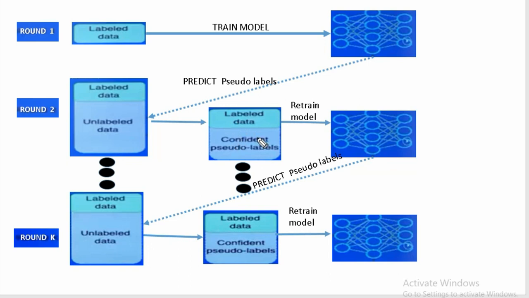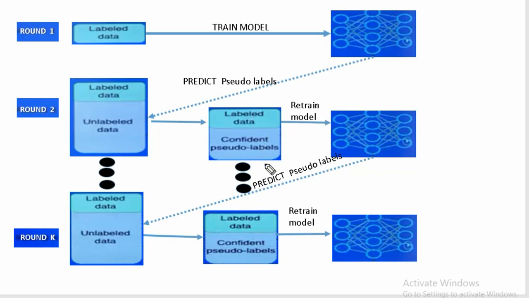You can see that the confidently labeled data is being added to the labeled data. So in the beginning we had only this much labeled data, that is, a small amount of labeled data was available. Now you can see that the labeled data is increasing. Now with this, I will retrain the model.